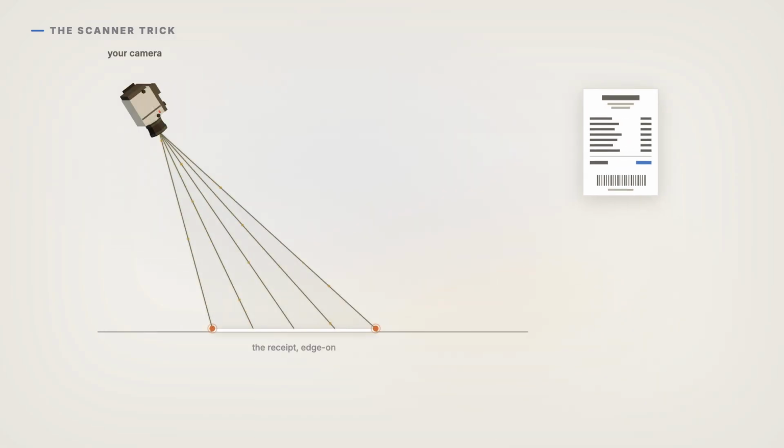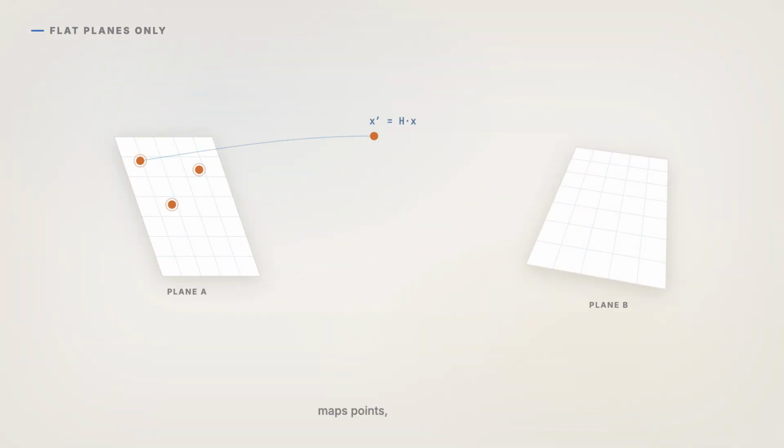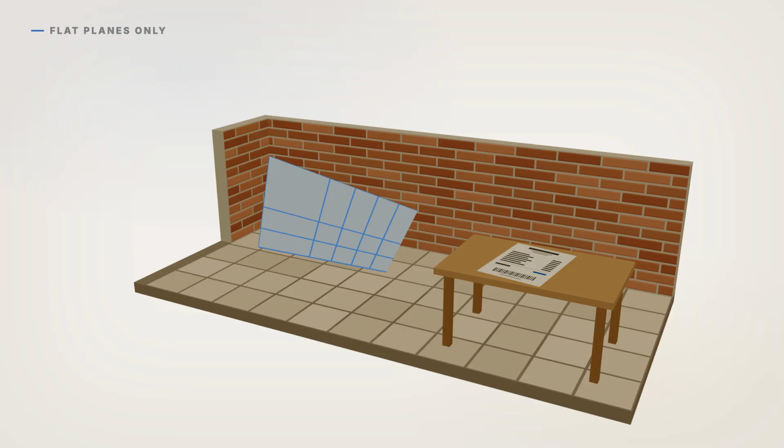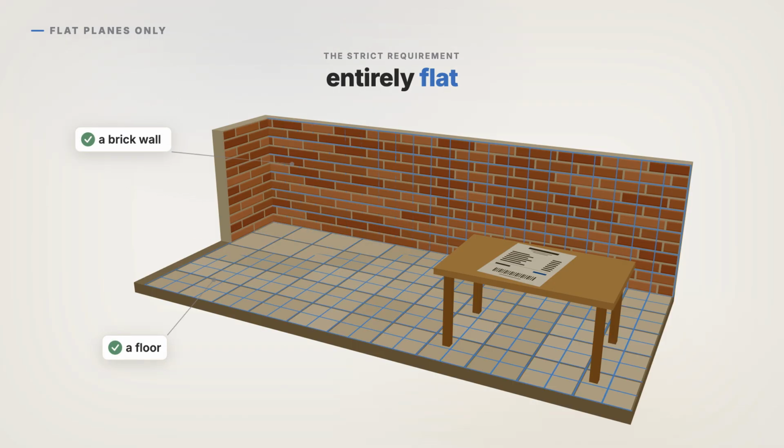The app does this by performing a mathematical operation called a homography. It calculates exactly how light would have entered your camera if you were hovering perfectly parallel above the table, and it rewrites the image to match. A homography is a geometric transformation that maps points from one plane to another while preserving straight lines. The strict requirement here is that the surface must be entirely flat. This calculation is strictly for planes like a floor, a brick wall, or a piece of paper on a desk.